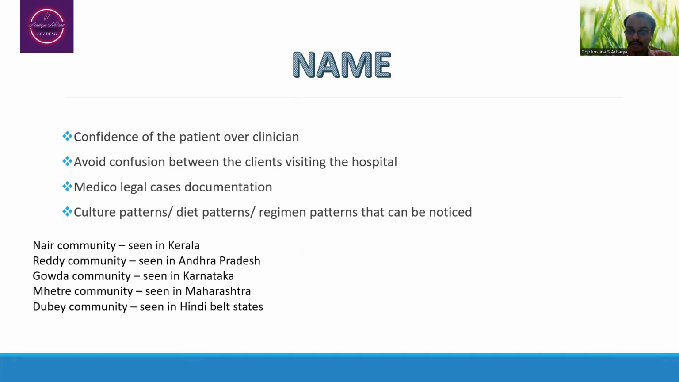So like that, we are able to identify the possible locality of the person. Based on that, we can identify the possible cultures, possible diet patterns, or possible regimen patterns that can be assumed, and we can make the diagnosis even more accurately. For that particular reason, the naming of the individual is necessary.